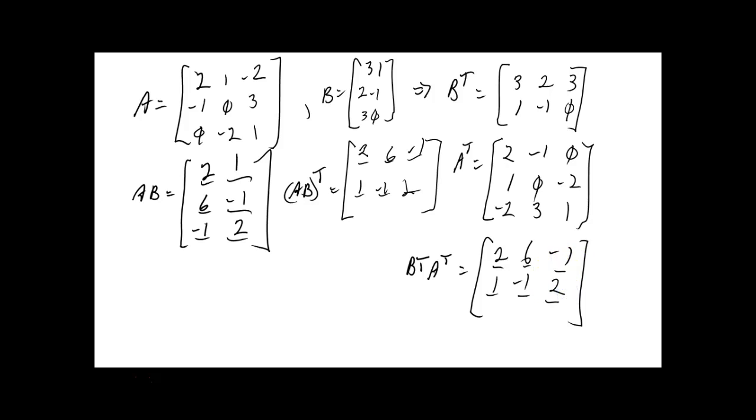Okay, and what do we notice here? AB transpose is exactly the same as B transpose A transpose, which is in accordance with your fourth property from the previous page. Okay?